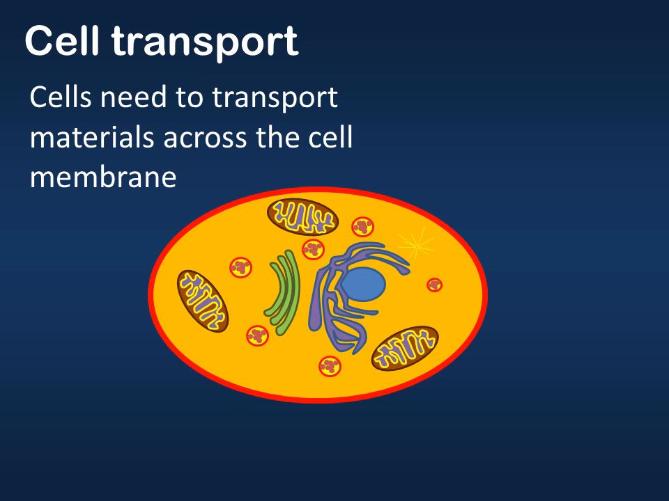Cells are responsible for all of our functions, and as such, they need to transport materials in and out of the cell all the time across the cell membrane. For instance, oxygen has to enter the cells for cellular respiration, and the waste product of that process, CO2, needs to be able to pass out of the cell across the cell membrane constantly as well.